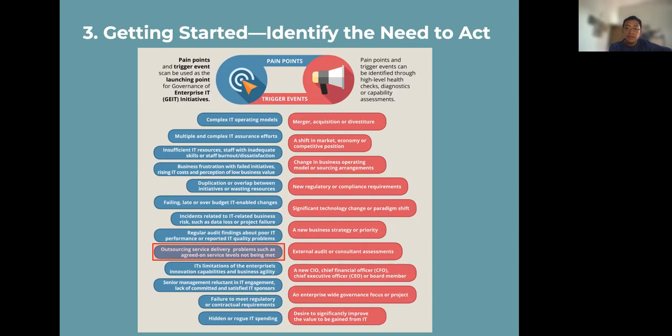And sometimes it is a regular audit finding as well. So poor IT performance, or reported IT quality problems. It can be something like that.